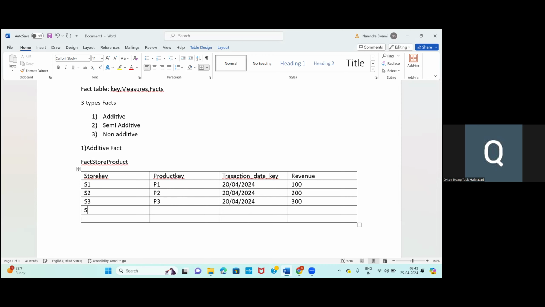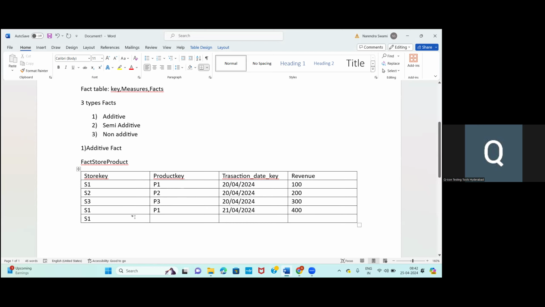Okay, again for the same S1, this product is P1. The transaction date will be different, like 21/04/2024, and the amount will be like 400 something. Okay, that will be fine, right?